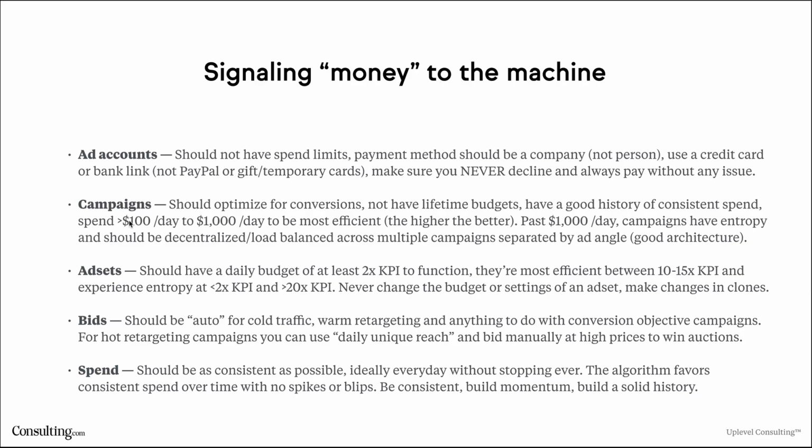You want to have good architecture. Entropy exists at a lower scale too. It exists at the campaign level beneath 100 a day, so you should try to have your campaigns spending more than 100 a day. But they also have entropy at over $1,000 a day. So if you're spending more than $1,000 a day in a campaign, split it out. Load balance it across 2 or 3 campaigns. It's better to have 10 campaigns spending $1,000 a day each than one campaign spending $10,000 a day. It likes to be at that efficiency zone. And that's what good architecture is all about.